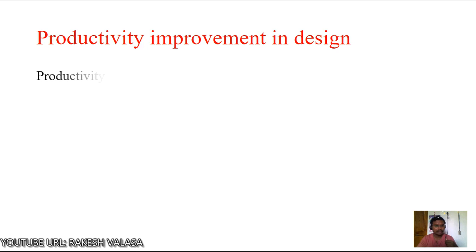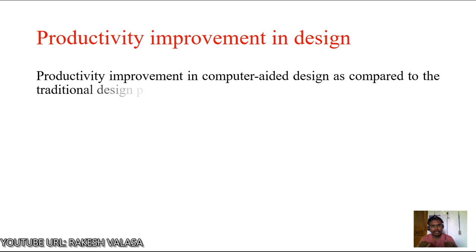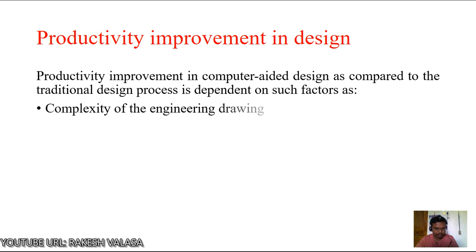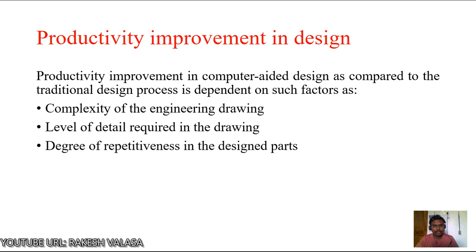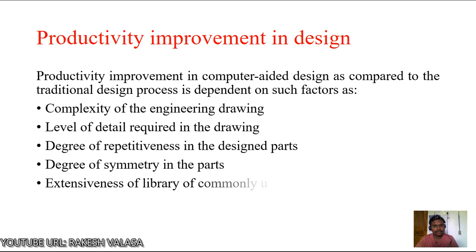Let us see the productivity improvement in computer design as compared to the traditional design process. It is dependent on the following factors. The first one is complexity of engineering drawing. Second, level of detail required in the drawing. Degree of repetitiveness in the design parts. Degree of symmetry in the parts. Extensiveness of library of commonly used entities. As each of these factors is increased, the productivity advantage of CAD will tend to increase.